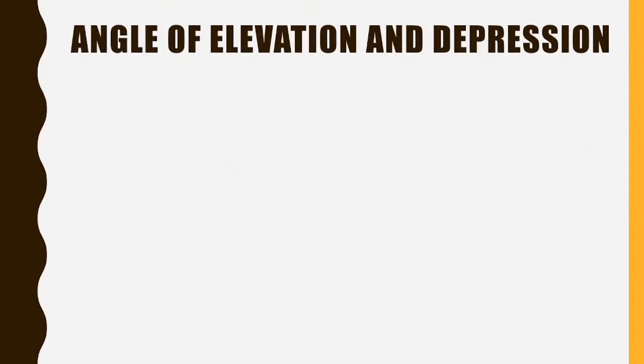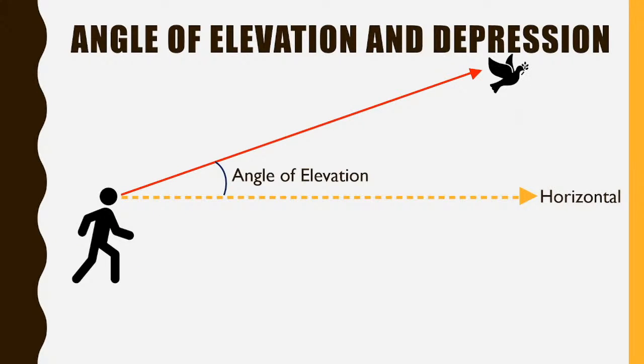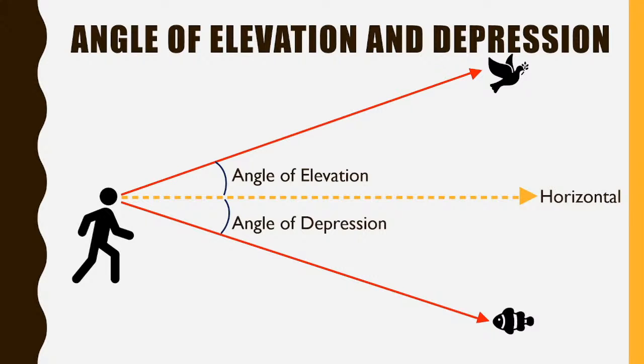How about the angles of elevation and depression? The angle of elevation is the angle made from the horizontal to an object above the horizontal. On the other hand, the angle of depression is the angle made from the horizontal to an object below the horizontal.